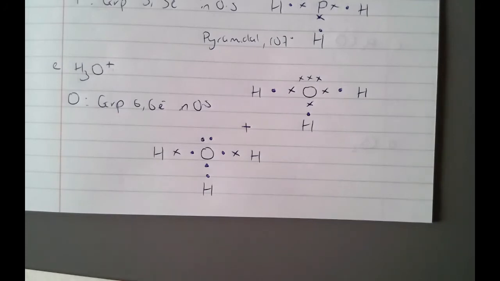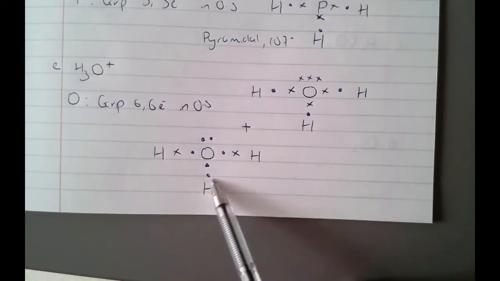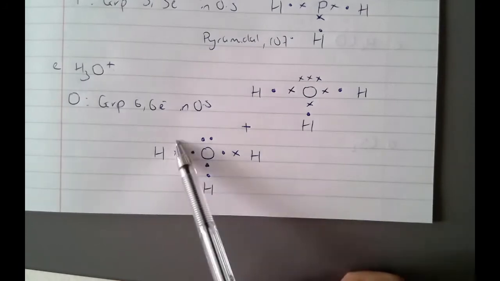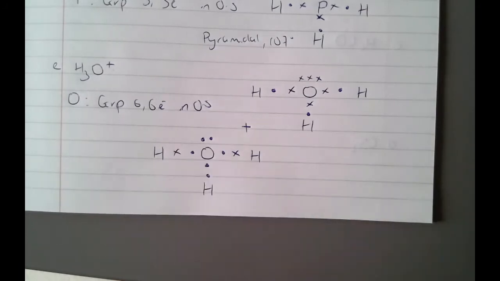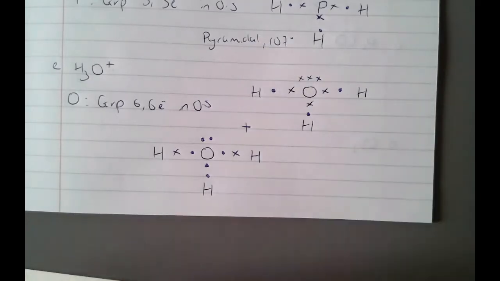When it comes to working out the shape, I do it the same way as any other. Yes, this is a dative covalent bond, but it's still a bond. So it counts as a bond pair, not a lone pair. So I've got 1, 2, 3 bond pairs, and 1 lone pair. It's pyramidal, 107, just like what we had above.